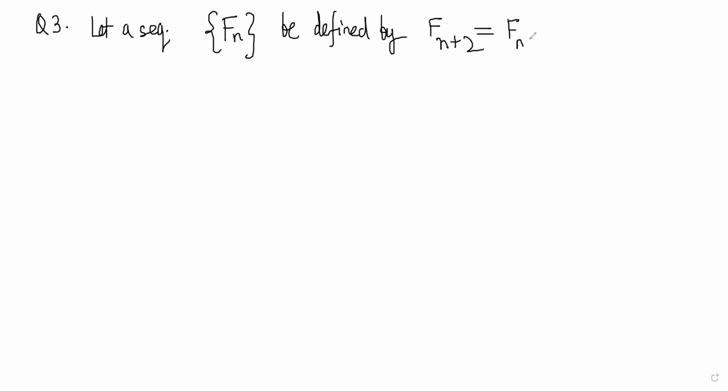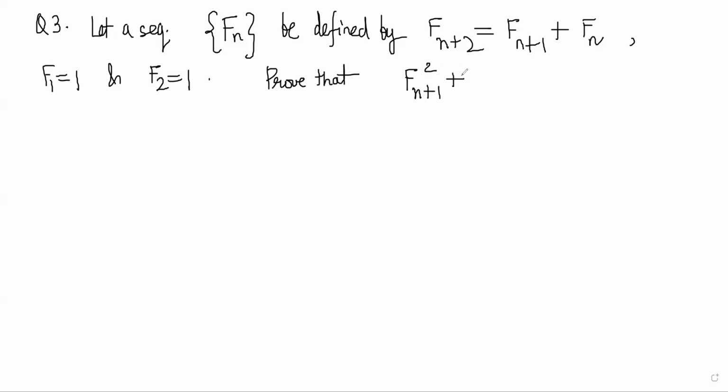Let a sequence f of n be defined by f of n plus 2 is equal to f of n plus 1 plus f of n, and we have f of 1 is 1 and f of 2 is also 1. We have to prove that f of n plus 1 square plus f of n square is equal to f of 2n plus 1. So this is a Fibonacci sequence.